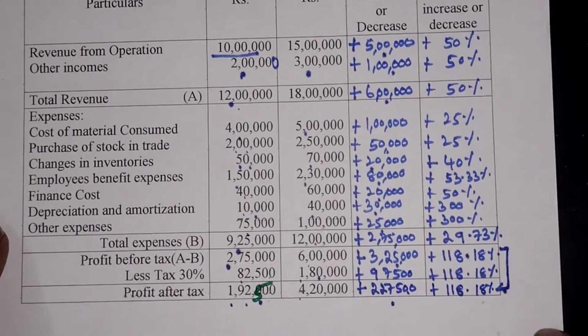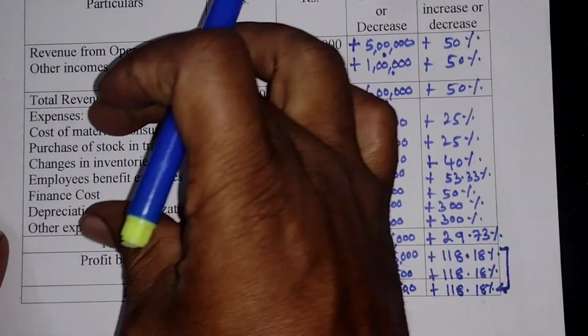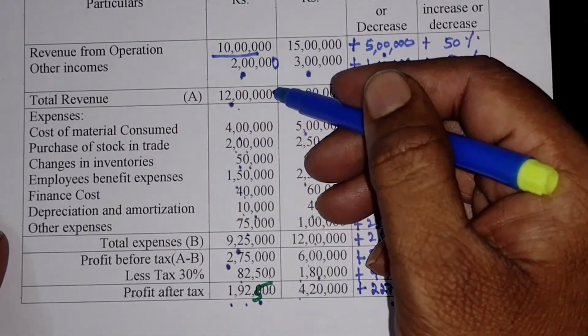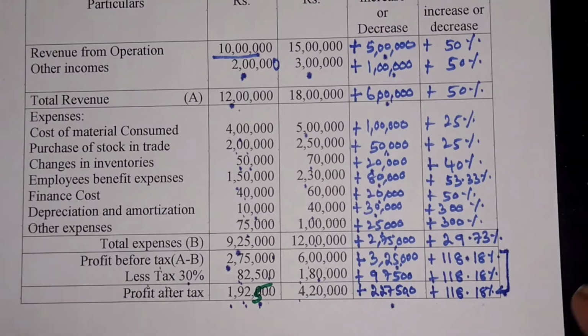This is the working out of the comparative income statement. This is all revenue is total and all expenses is total. Revenue minus expenses, we get profit before tax, and less 30% of the tax 82,500. The profit after tax is 1,92,500. That's it about this problem.